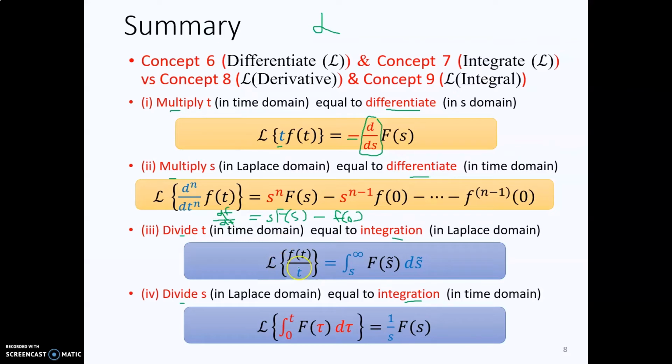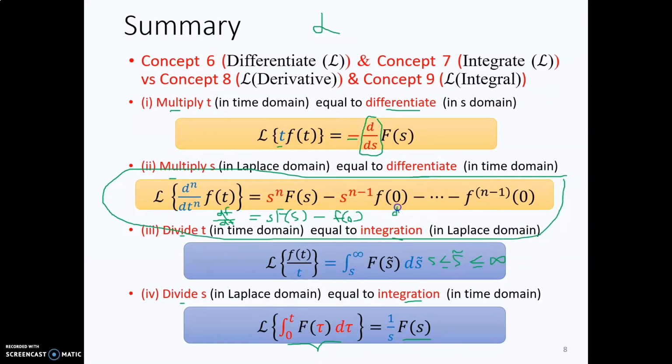So for the third case, if you have f(t) divided by t, then you need to integrate from s to infinity, because the Laplace transform is only valid for a certain region. So this is called the region of convergence. If you have an integral in the time domain and take the Laplace transform, you'll just have F(s) divided by s. So in ODEs, this is very useful.